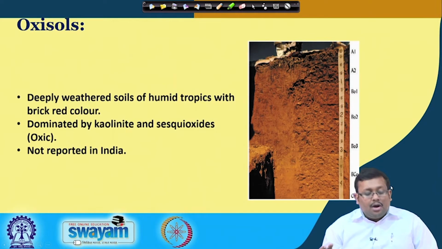Now let us see what are oxisols. Oxisols are deeply weathered soils of the humid tropics with brick red color, and basically they are dominated by kaolinite and sesquioxides. You know, sesquioxides are basically the combination of iron and aluminum oxides, and we do not see this type of soil very much in India.